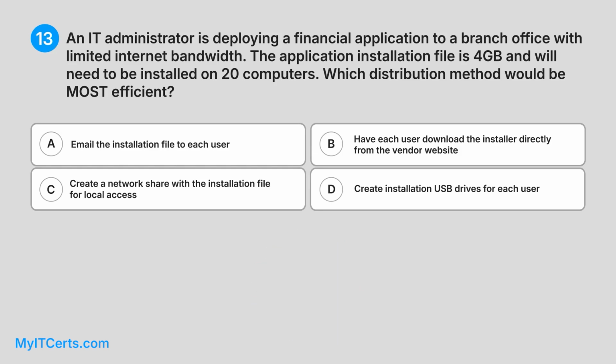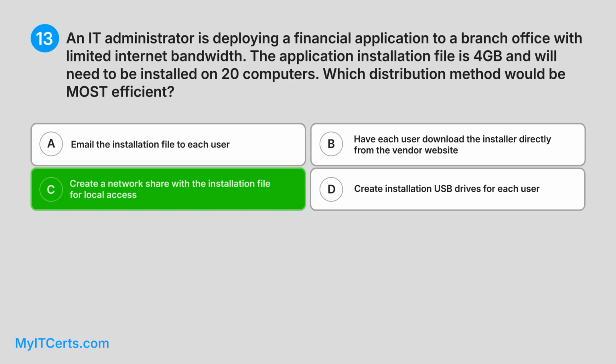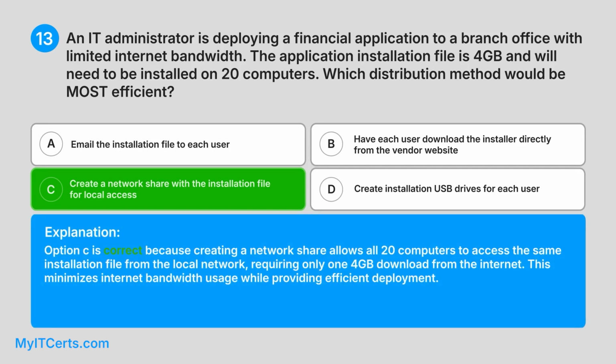Correct answer: C. Create a network share with the installation file for local access. Explanation: Option C is correct because creating a network share allows all 20 computers to access the same installation file from the local network, requiring only one 4 GB download from the Internet. This minimizes Internet bandwidth usage while providing efficient deployment.